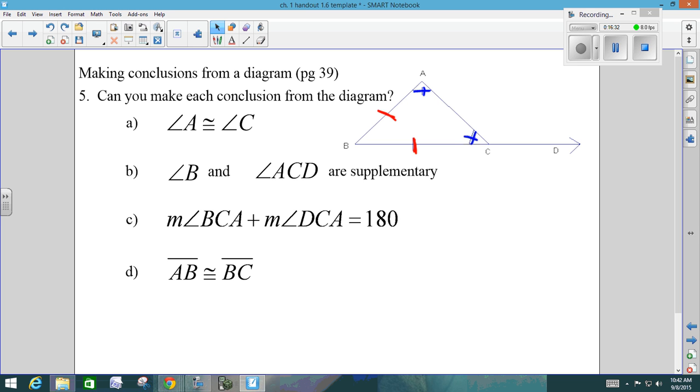Can we say that angle A is congruent to angle C when we look at this? Why? What do you see that makes them congruent? Yeah, they're marked congruent.